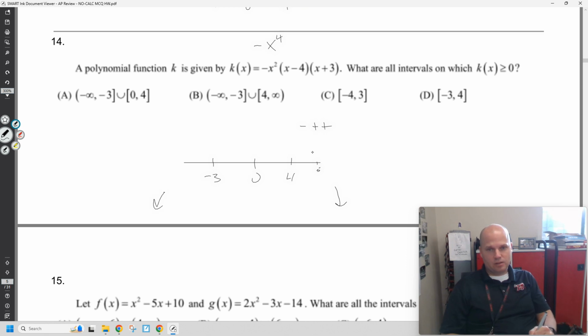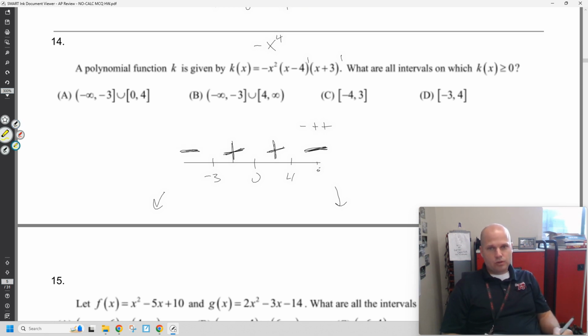That's another way to determine that this is negative. At 4, the degree is 1. We will change signs of that factor. At 0, we see the square. We will not change signs at 0 because this factor won't change signs. And then at negative 3, because the multiplicity is 1, we will change signs.